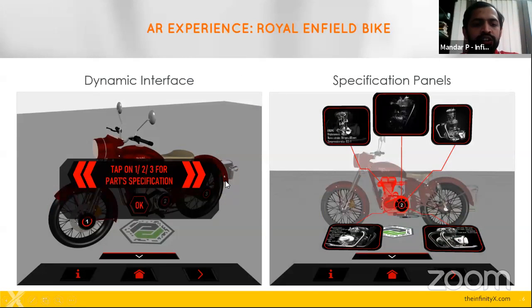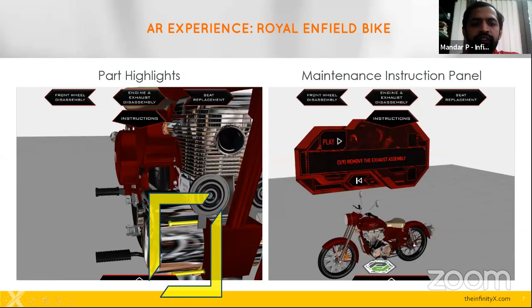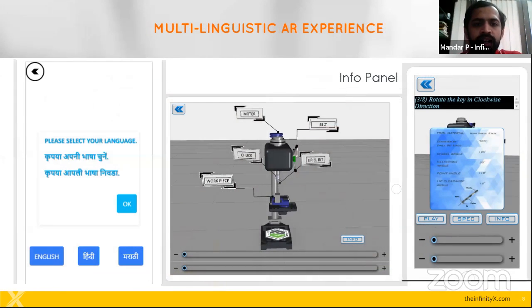For the product, we can also have a variety of user interfaces. We can have a specification panel for the products. We can highlight a variety of parts that need to be operated or focused on. We can have a maintenance instruction panel which gives you a step-by-step guide of the steps to be taken while doing the maintenance. These panels can also be made available in multiple languages. Hindi, English, and Marathi are the prominent languages nearby.